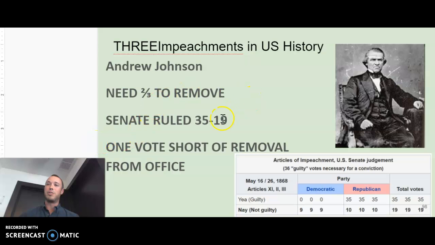The cool fact about Andrew Johnson is he fell one vote short of actually being the person who was removed from office. It was a 35-19 vote. They needed 36 votes to remove him.